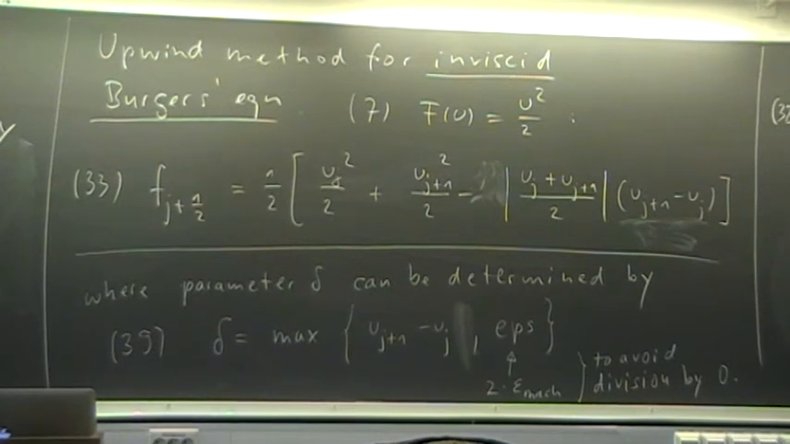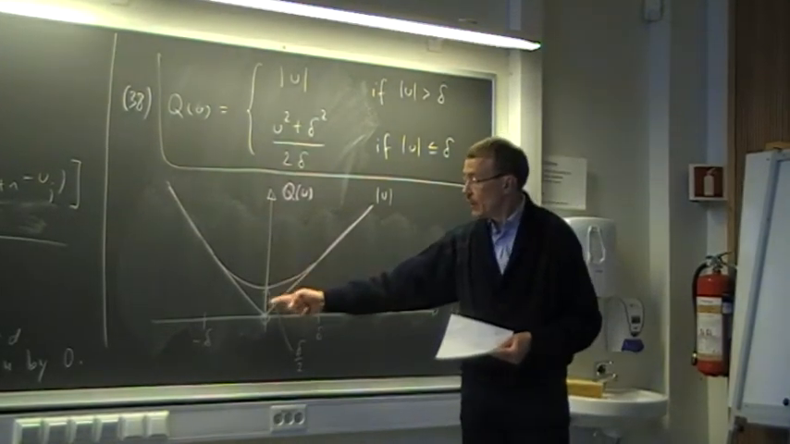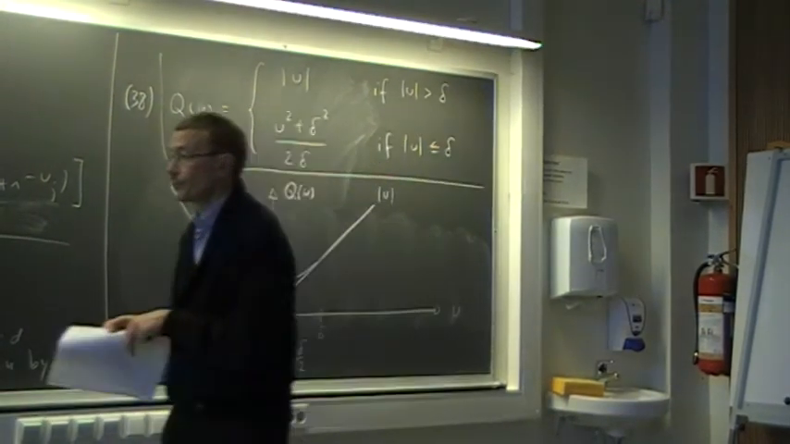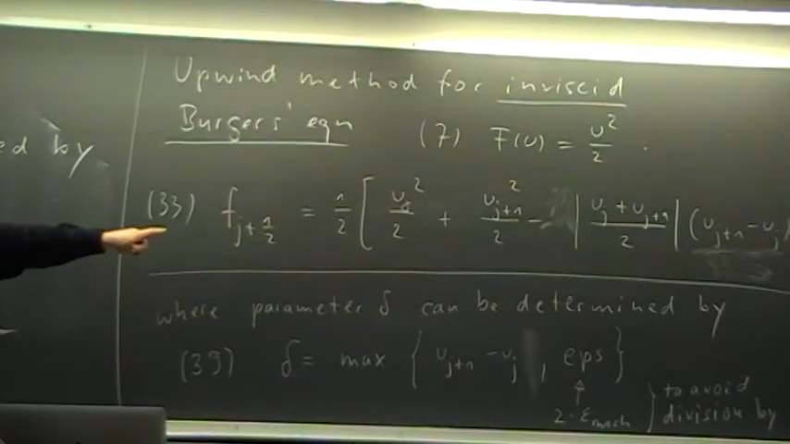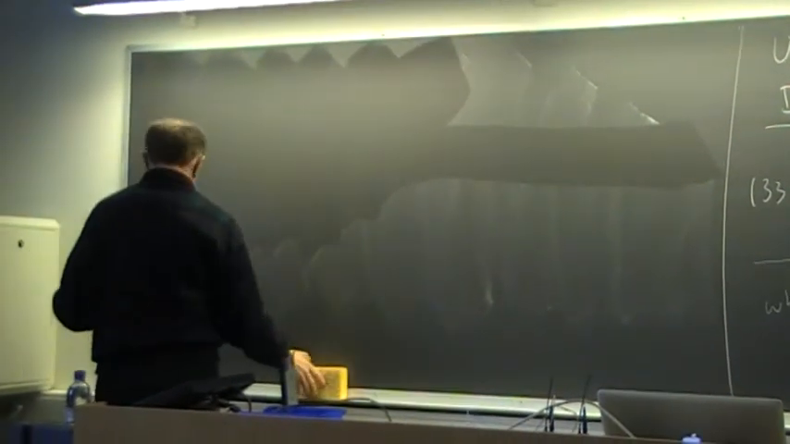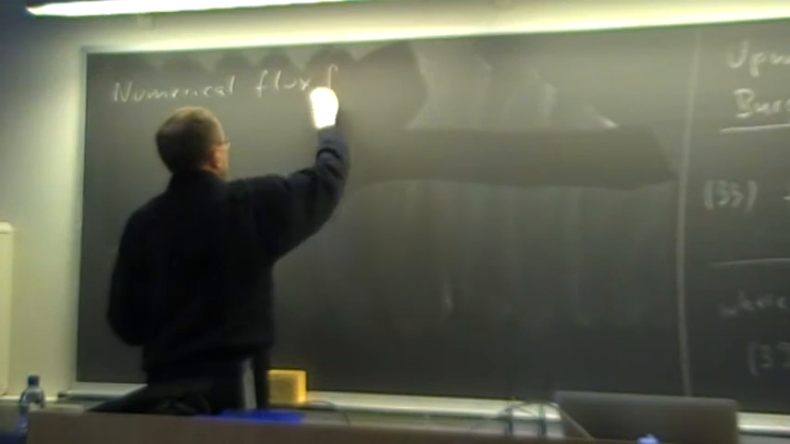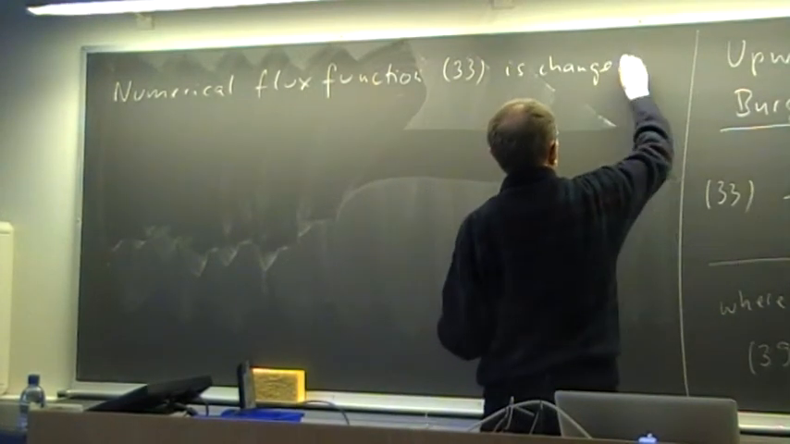So then, in the critical situation, in our case, this delta will then be, as we saw, 2. And then it will give us some numerical viscosity in the critical case. So then the numerical flux function for the upwind method that was originally this one is then changed to the following one.